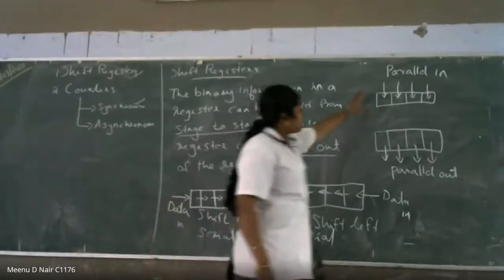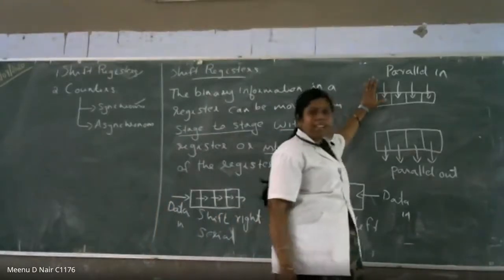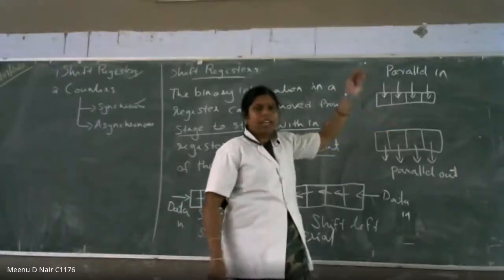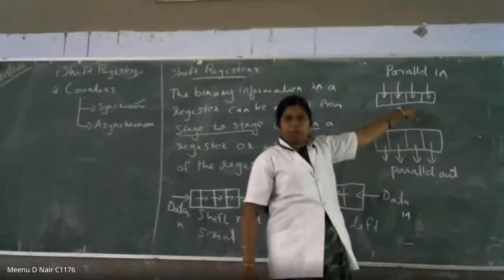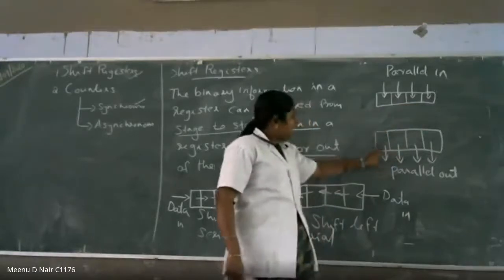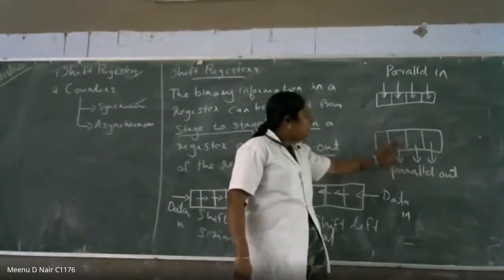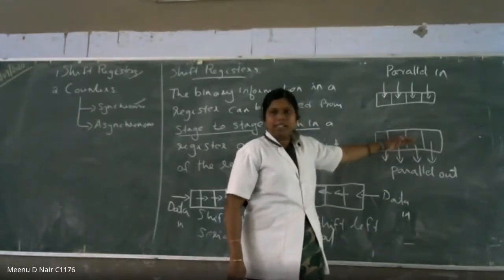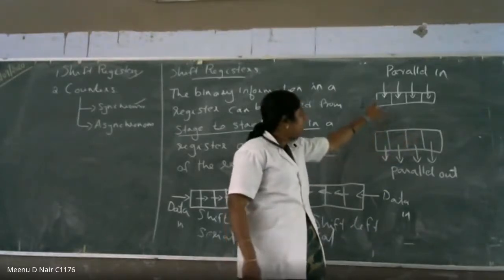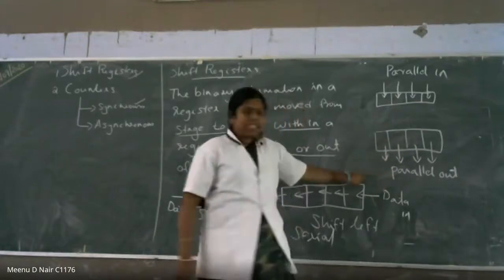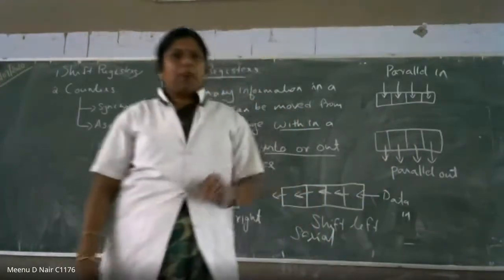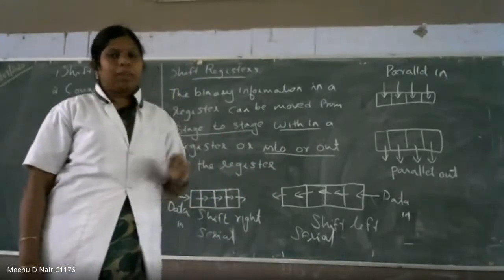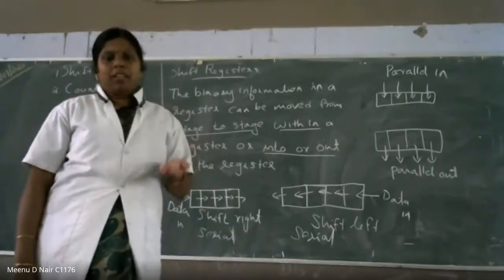Similarly, parallel in means at the same time you can give the data into all the 4 cells. In the same way, parallel out means you can take 4 data at the same time from the registers or flip flops. That is parallel in and parallel out. We will see this with the flip flops and the different types. Then it will be clearer what is meant by left shift and right shift.